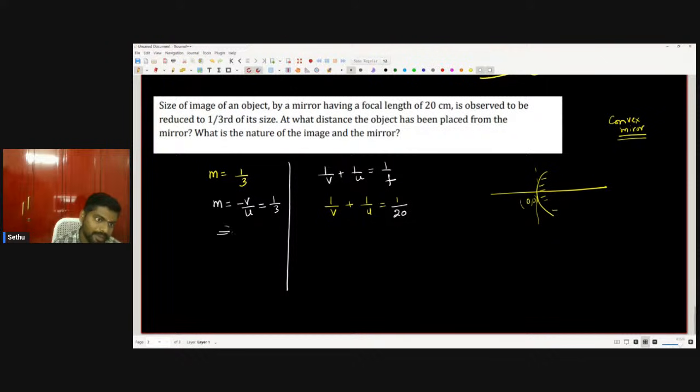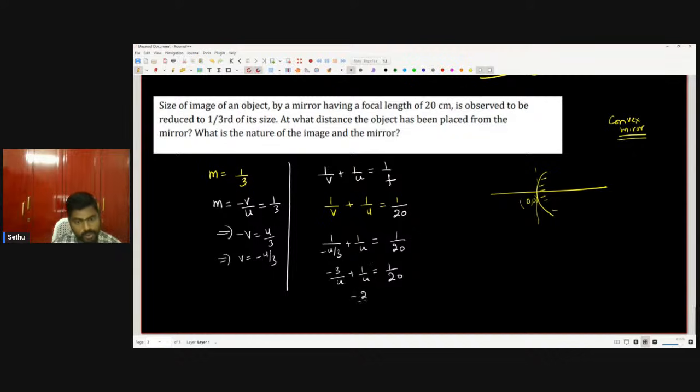Right? So from here I can say minus v is equal to u by 3. So v is equal to minus u by 3. Let me plug it in here. 1 by minus u by 3 plus 1 by u is equal to 1 by 20. So you can say minus 3 by u plus 1 by u, that must be 1 by 20. Minus 3 plus 1, minus 2 by u, that must be equal to 1 by 20. U must be equal to minus 40. That means the object is placed 40 centimeter in front of the mirror, right? By sign convention, the coordinates are going to be minus 40, 0.